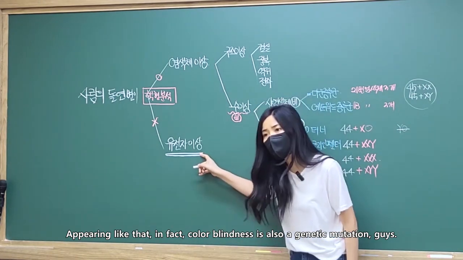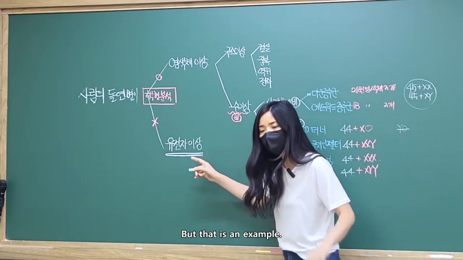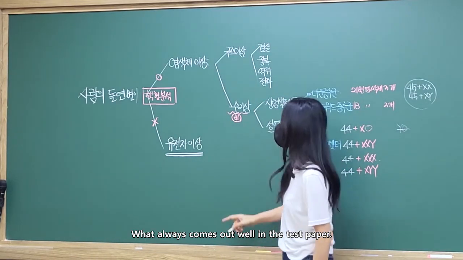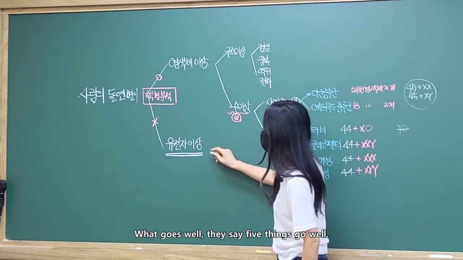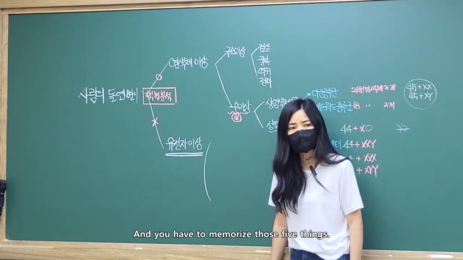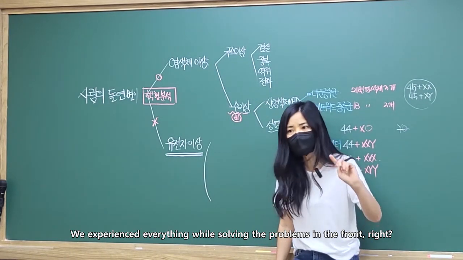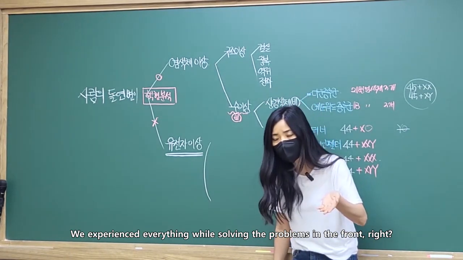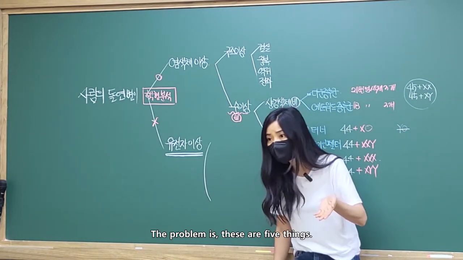In fact, color blindness is also a genetic mutation, guys. But that is an example, and it doesn't come out well. What always comes out well in the test paper? They say 5 things come out well, and you have to memorize those 5 things. We experienced everything while solving the problems in the front, right? You don't have to show the front. The problem is, these are 5 things.